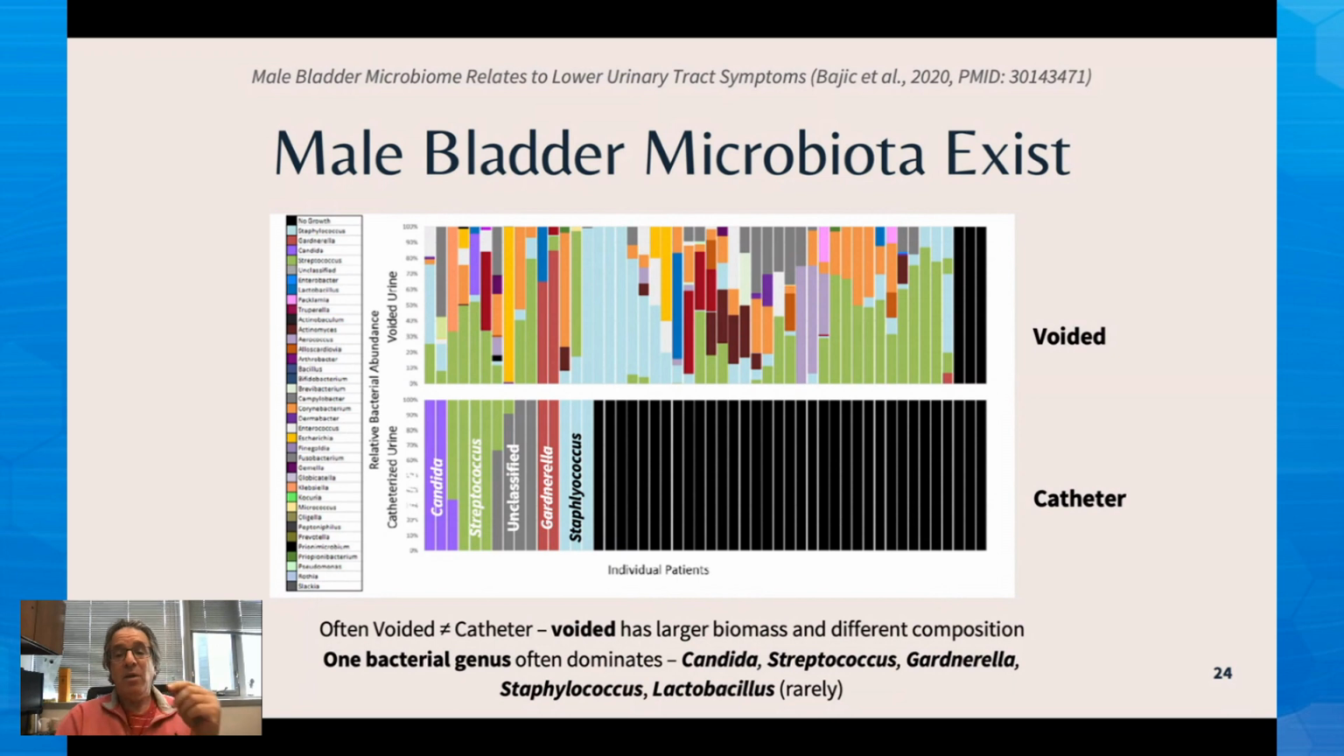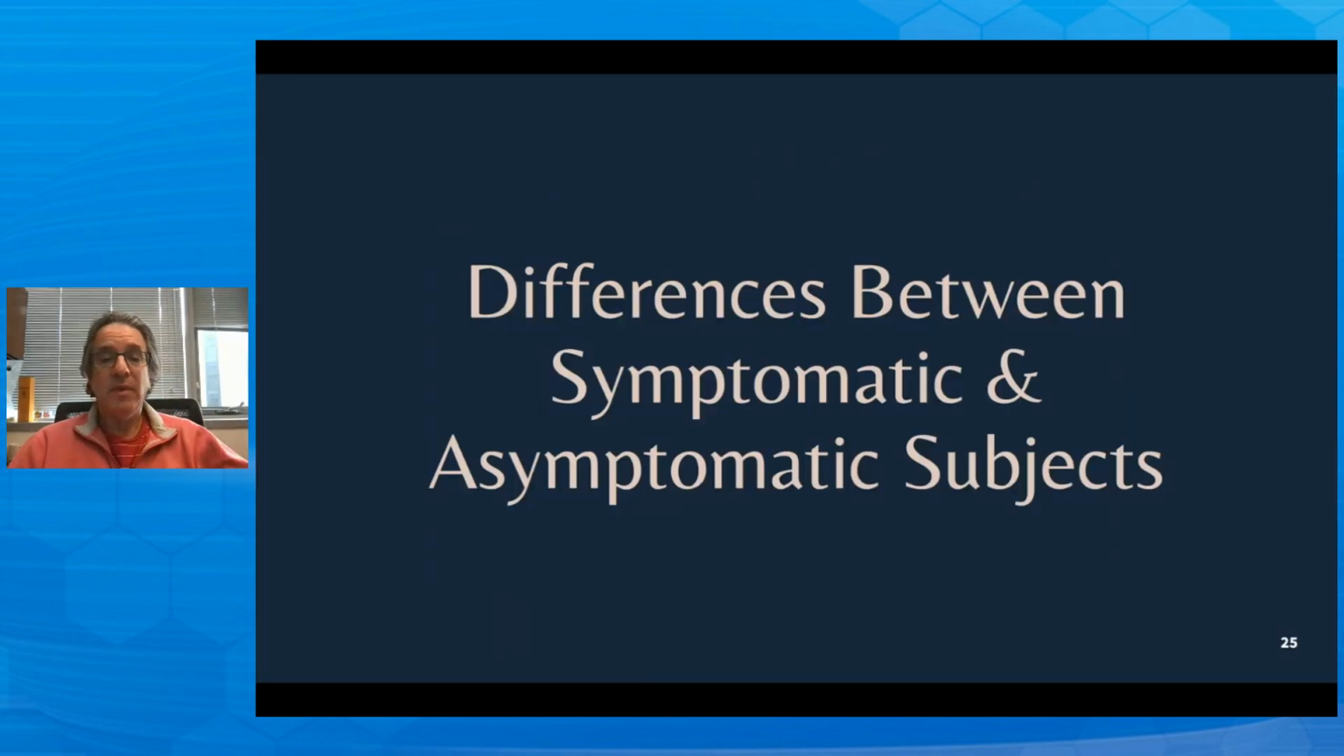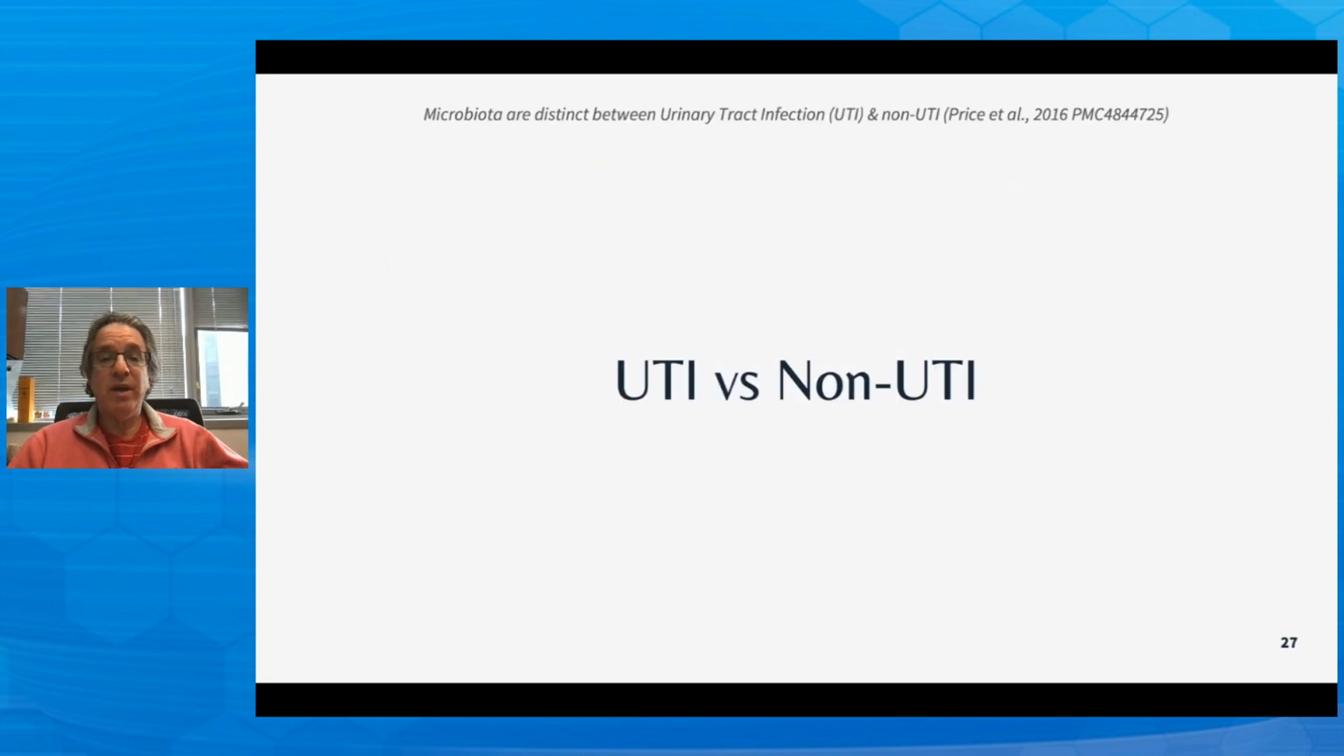We also found that the tendency to be positive in the bladder was associated with increased symptoms, suggesting the possibility that symptoms associated with benign prostate hyperplasia are associated with microbes. So let's talk about differences between symptomatic and asymptomatic subjects. This is another study by my former student, Travis Price.